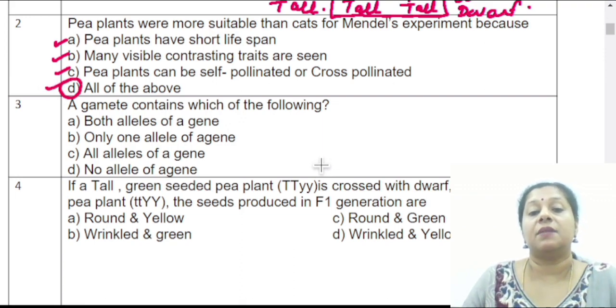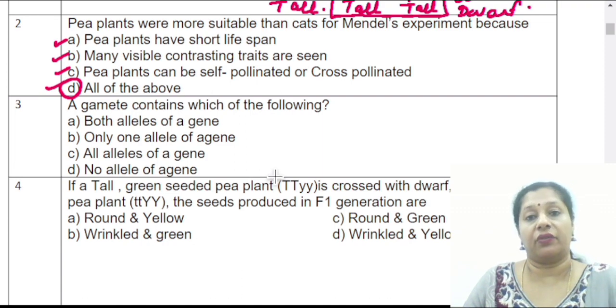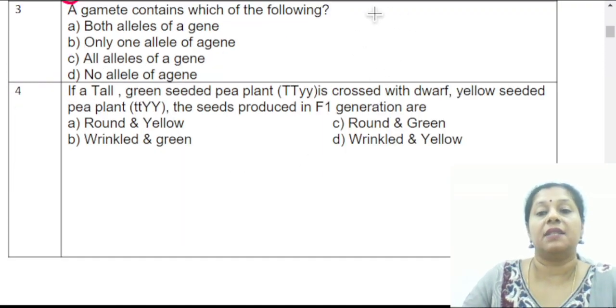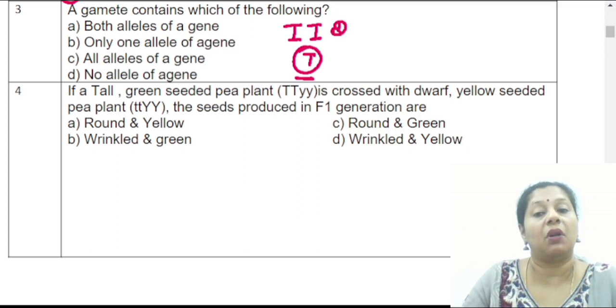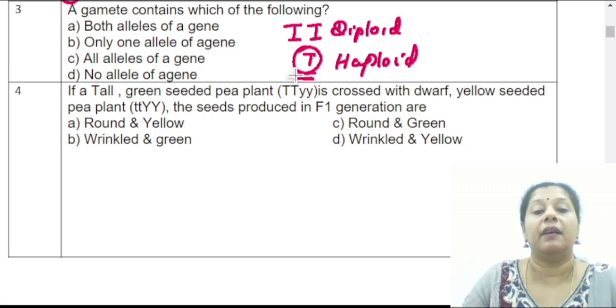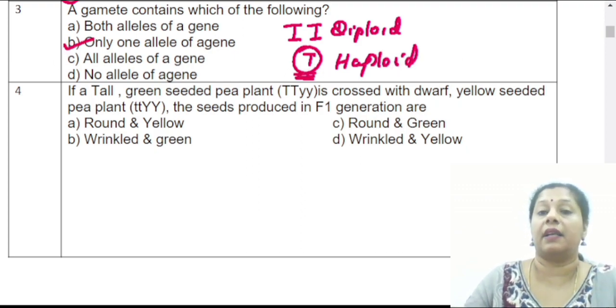A gamete contains which of the following? Both alleles of a gene, only one allele of a gene, all alleles of a gene, no alleles of a gene. In organisms like human beings, we have two sets of each chromosome, but when the gamete is forming, only one will come. For example, if we write capital T and capital T, but in the gamete only one will be there. So this condition is called haploid, and if you have two copies, it is called diploid. So gametes are always haploid. So in a gamete, how many alleles are coming? Only one. So the second answer is the correct option.